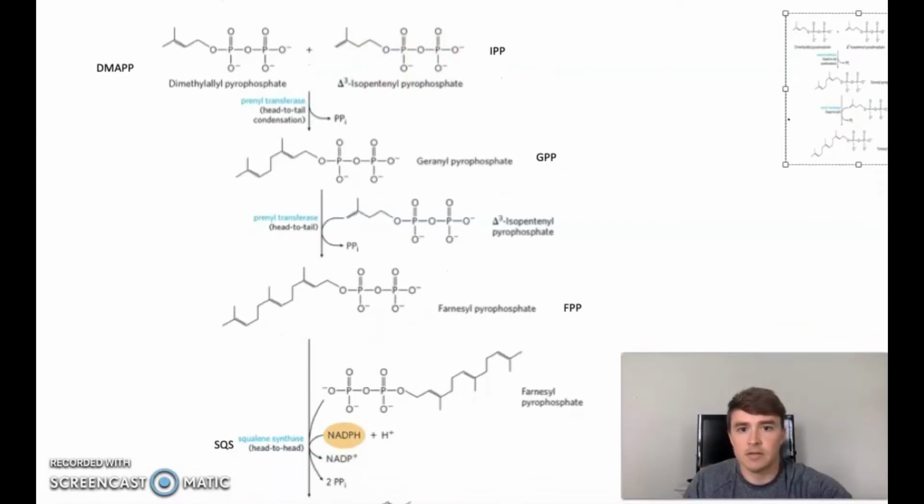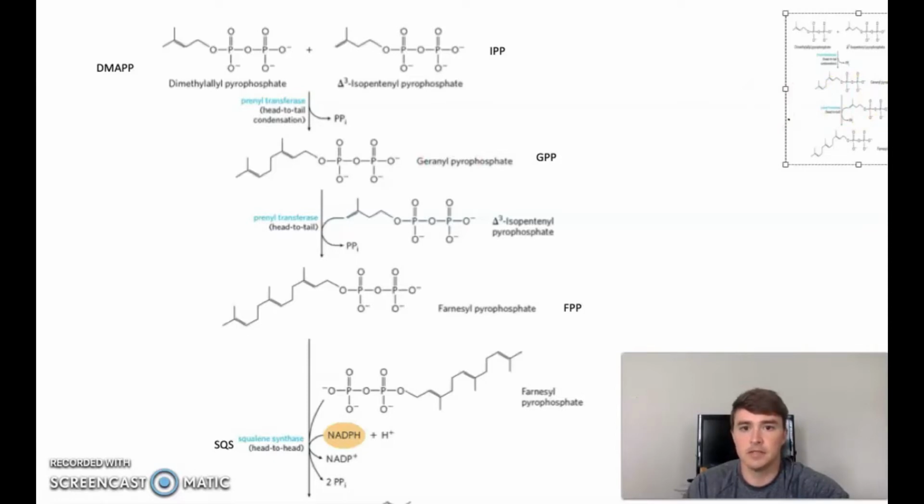But that reaction ultimately forms GPP, which is a 10-carbon intermediate, geranyl pyrophosphate. It's important to note that the negatively charged diphosphate groups found on these intermediates and molecules are responsible for the polarity of the molecule and allow for them to be soluble in aqueous solution and to ultimately undergo catalytic reactions within the cytosol. And that's why that is important.